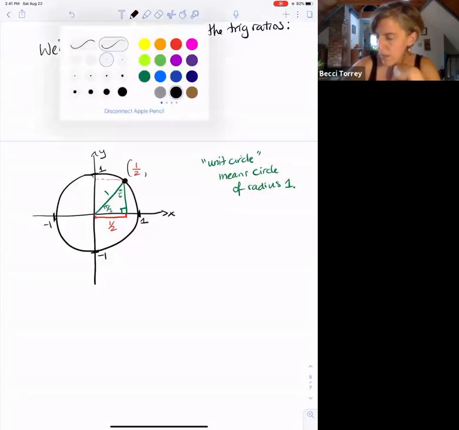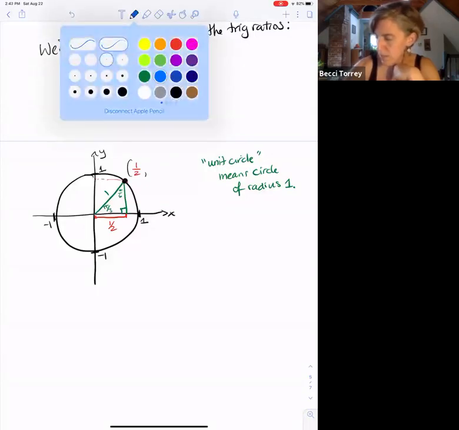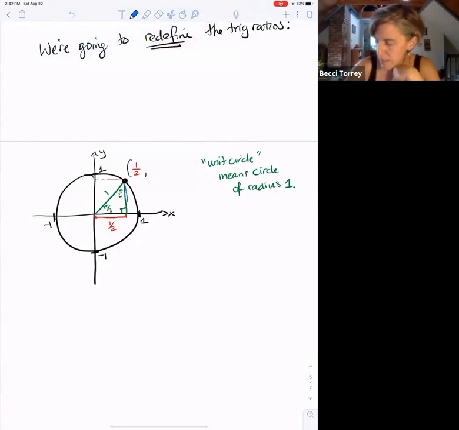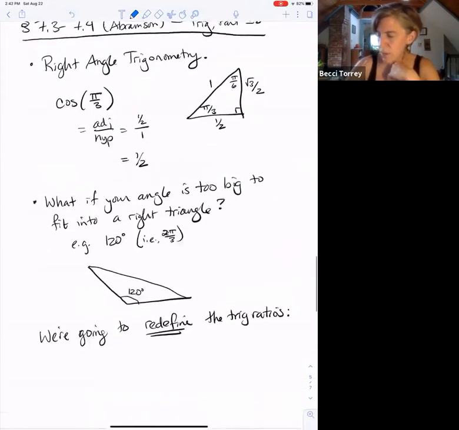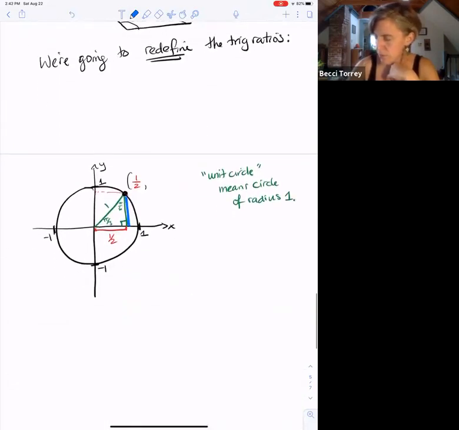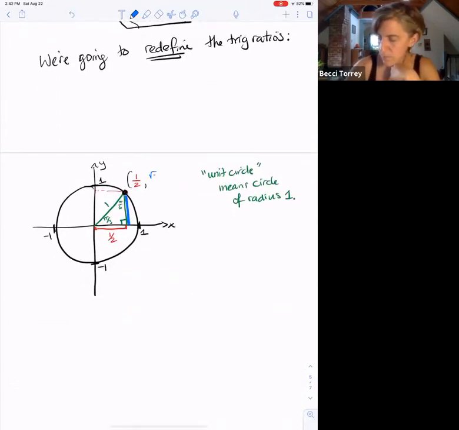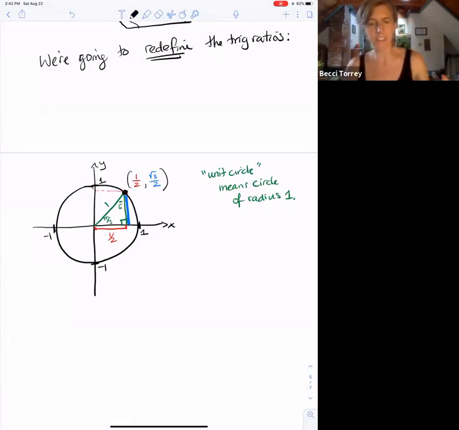And then the y value of this point, let's give it a different color, right, is this distance here, which we already know from our picture up here is square root of 3 over 2. Square root of 3 over 2 is the y value of that point on the unit circle that corresponds to this angle of pi over 3 in this particular way.